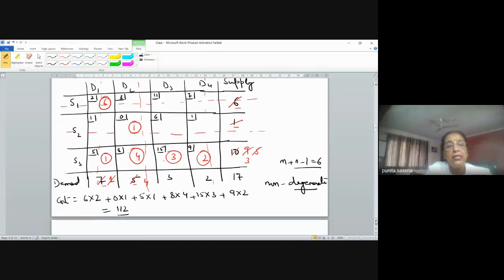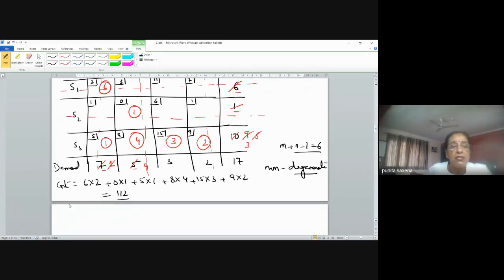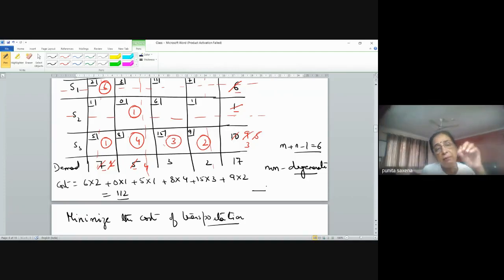Now see, understand this thing. Your objective is to minimize the cost of transportation. Of course, we have various constraints attached to it. But obviously, we'll consider that solution better which gives a lower cost of transportation compared to my previous solution. So definitely, this least cost method is a better method than the northwest corner method.